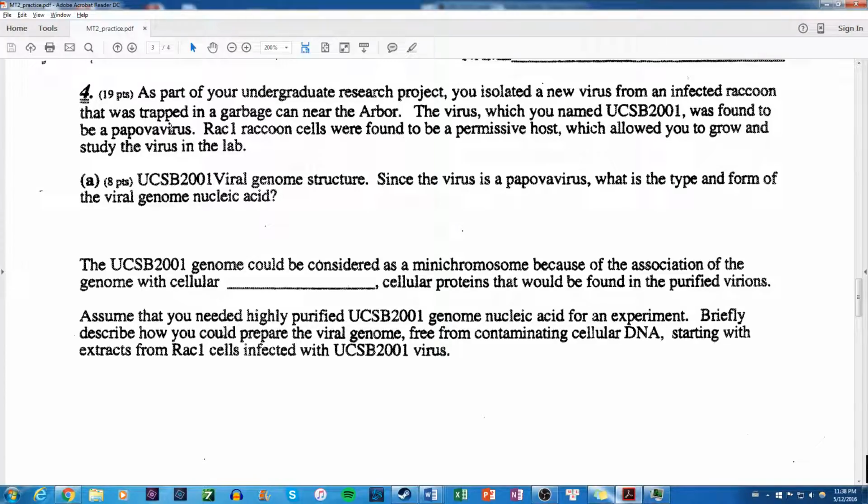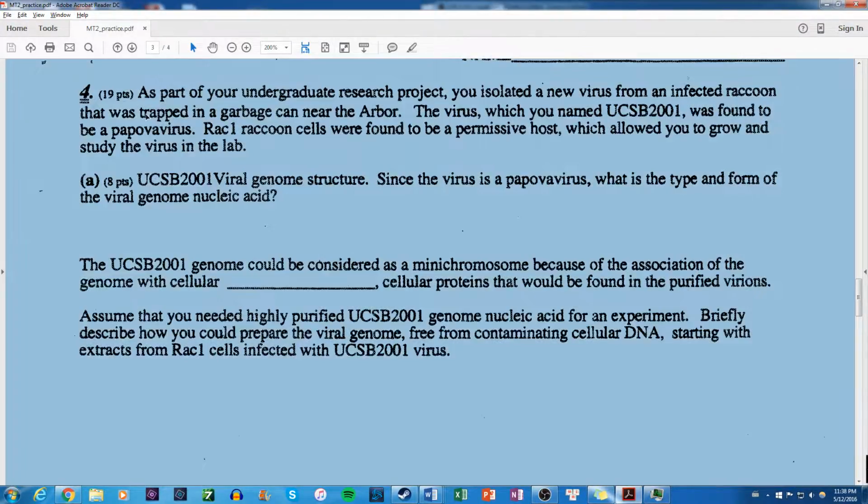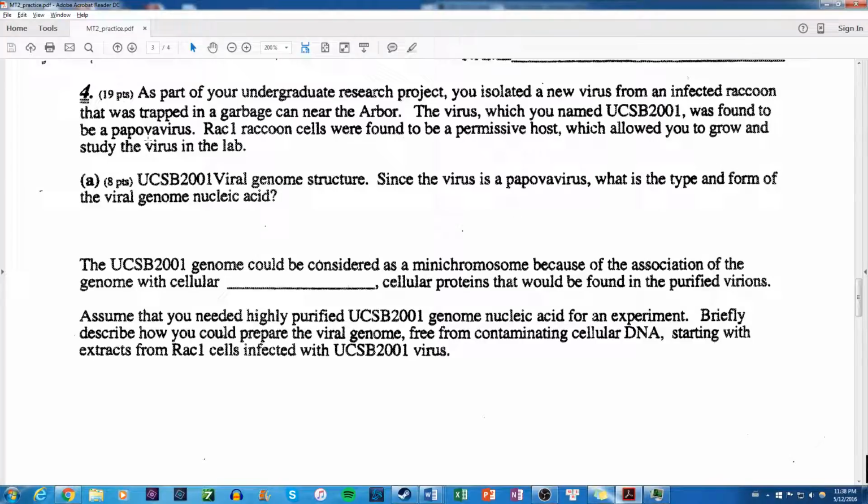papovavirus, which is another name for polyomaviridae. This used to be the original name for polyomaviridae, but then it changed. So you know that this strain that you found is a polyomavirus. Since the virus is a polyomaviridae, what's the type and form of the viral genome nucleic acid? Okay, so polyomaviridae, what is its genome like? Well, it's a double-stranded circular DNA, and it's monopartite.